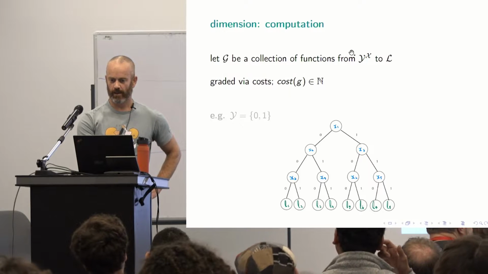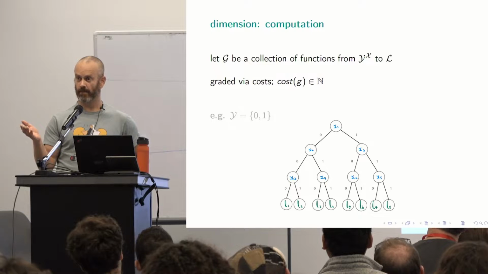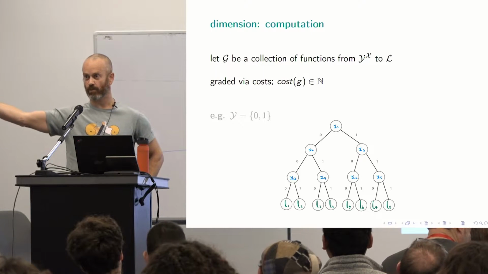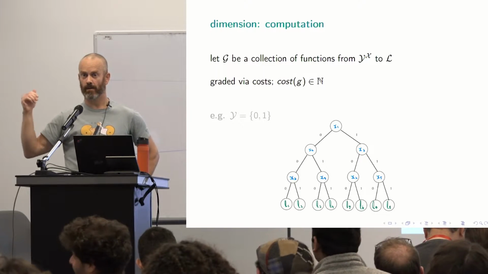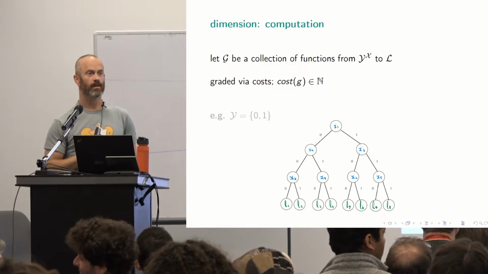So 0, 1 to the n is n bit strings. So a function from 0, 1 to the n to L.